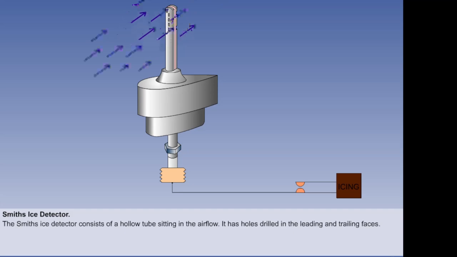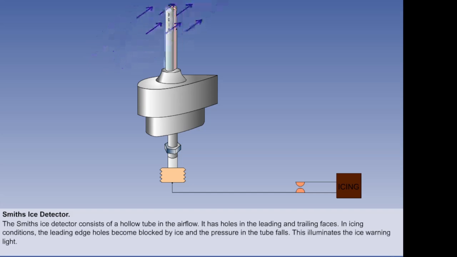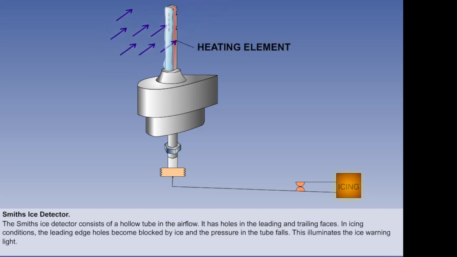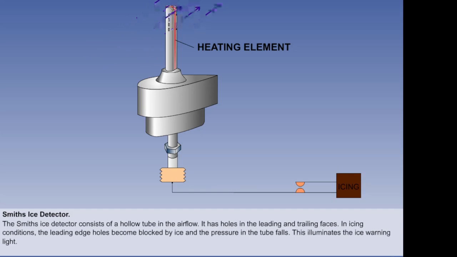In flight, under normal conditions, the air enters the 4 front holes more quickly than it can exit by the rear 2. This causes a pressure build-up in the tube, which is sensed by a capsule connected to its base. The capsule expands, keeping a pair of electrical contacts apart. In icing conditions, the leading edge holes become blocked by ice, and the pressure in the tube falls. The capsule contracts, causing the ice warning light to illuminate. There is a heater element fitted around the tube to melt accumulated ice. Once again, the more quickly the ice reforms, the more severe are the icing conditions.